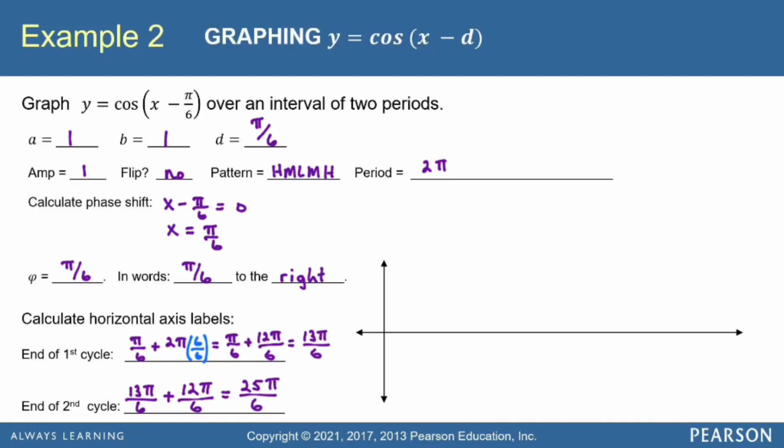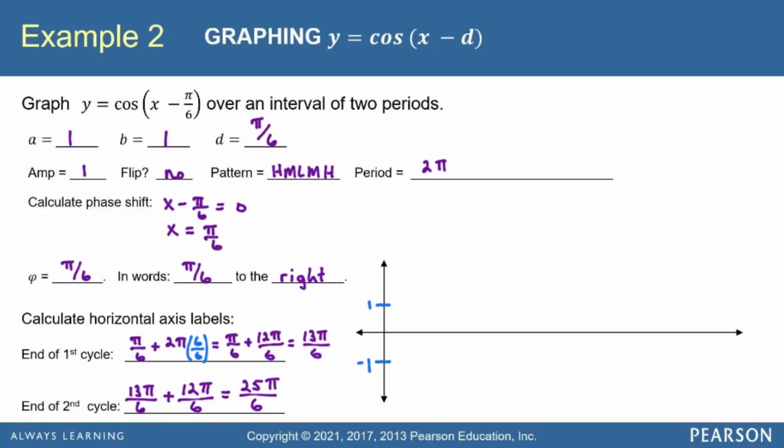Okay, now everything's in place. Let's go ahead and start labeling the vertical and horizontal axis on our coordinate system. So we know the amplitude is 1. So on the vertical axis, we'll have positive 1 and negative 1. And now we know phase shift is pi over 6 radians to the right.